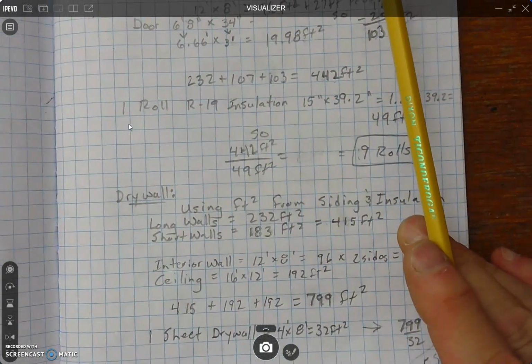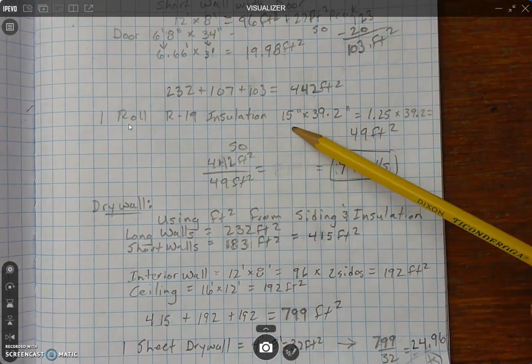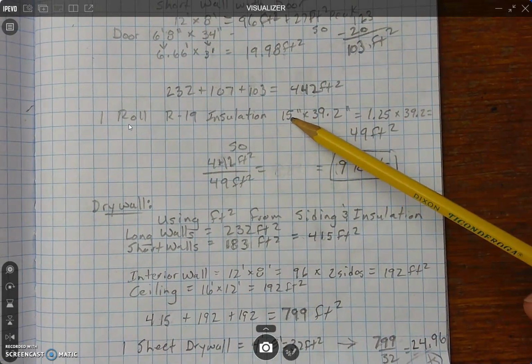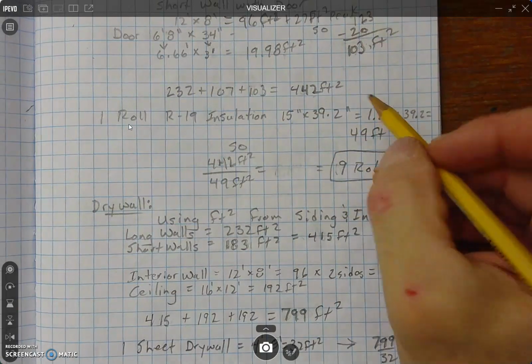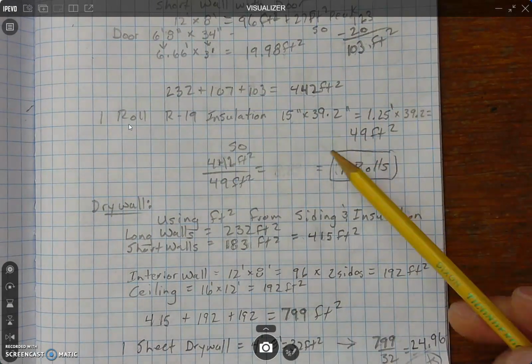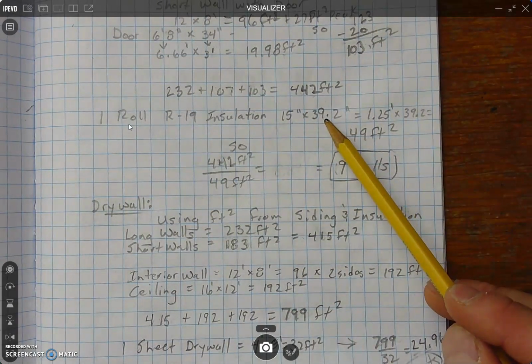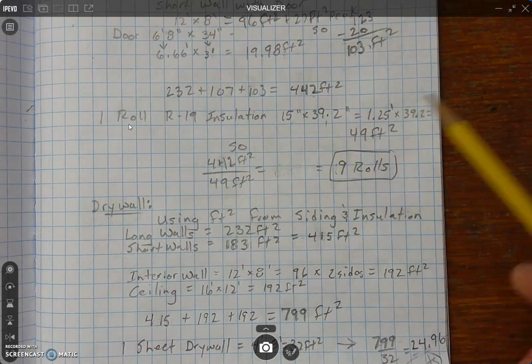They sell insulation by the square foot. The rolls I found were 15 inches wide, which is 1 foot 3 inches, which is 1.25 feet. That's what this should be. And they're 39.2 inches wide.